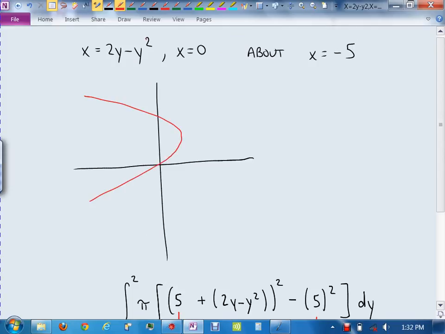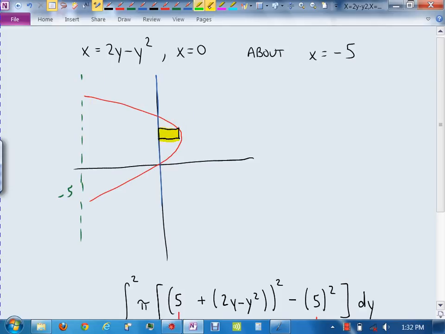Okay, so here's our picture, right? Same thing. And our axis of rotation is over here, right, at -5. And our rectangle is in here, as it was before.